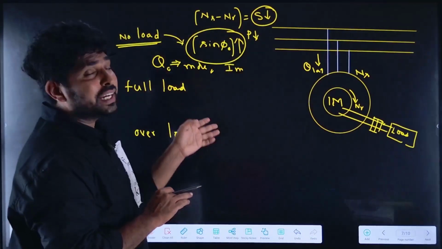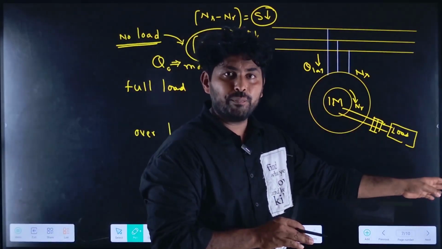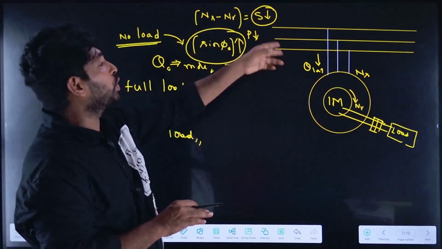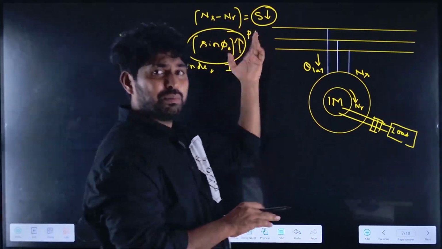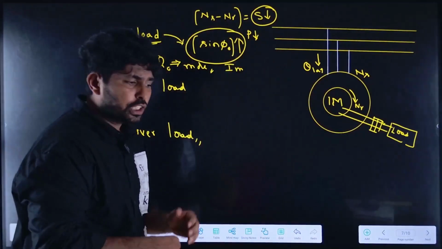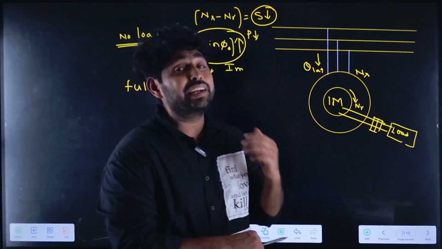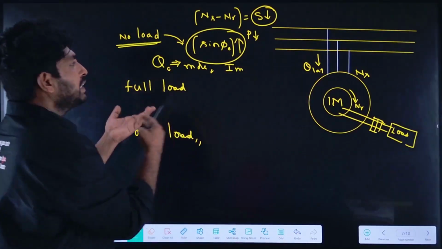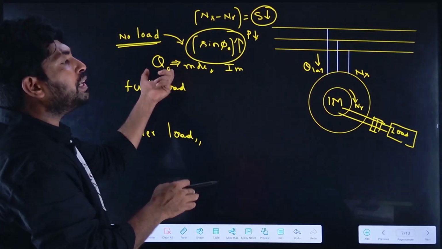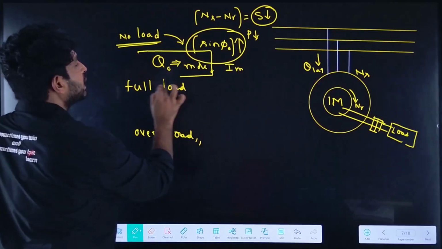And how will the reactive power be in the no load condition? No load is connected to the rotor, so Nr is almost the same as Ns. The slip is very less. So the only component is the reactive power, and it is more, right? Because there is no active power, to have the total power, the only reactive power component has to be there. So Q naught is more.